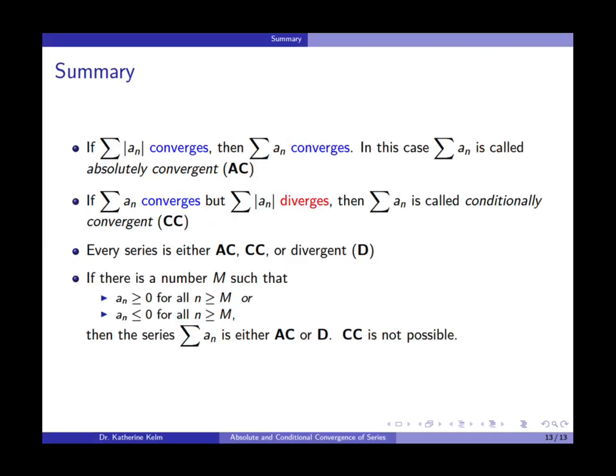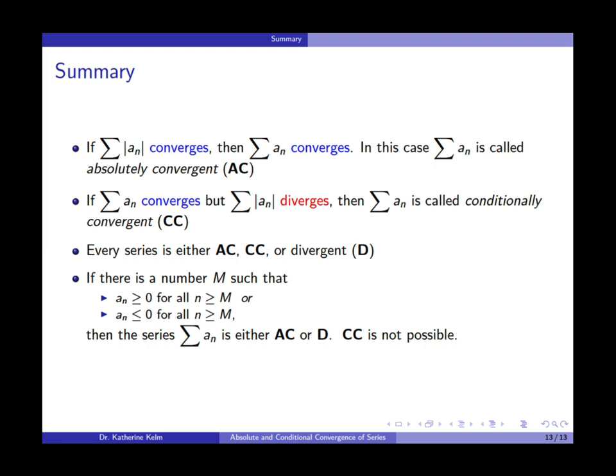In summary, if the series of absolute values of an converges, then the original series converges. In this case, the series an is called absolutely convergent, or AC. If a series an converges, but the series of its absolute values diverges, then the series is called conditionally convergent, or CC. Every series is either absolutely convergent, conditionally convergent, or divergent.